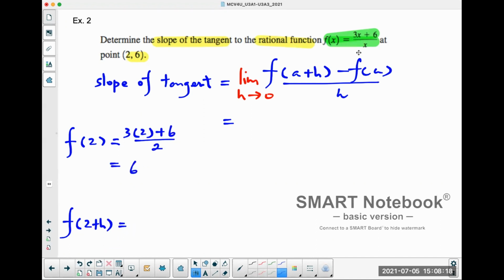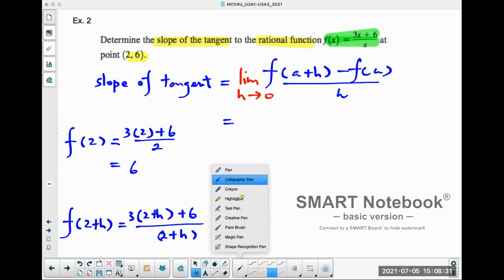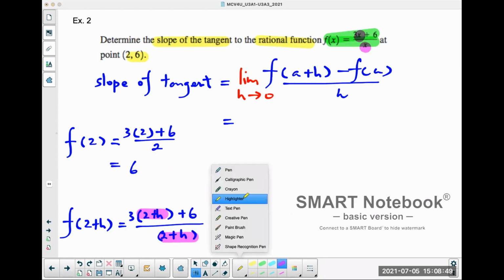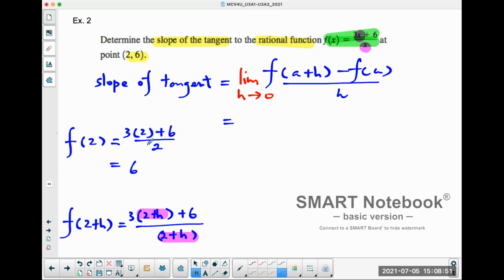If you put 2 plus h into the function, this is 3 times 2 plus h plus 6, divided by 2 plus h. Again, anytime you see the letter x, you have to replace it with what's inside the bracket. See the x here? You need to replace this with the x, and that with the x, just like what we did here. It's just that's a 2, but here it's a 2 plus h.